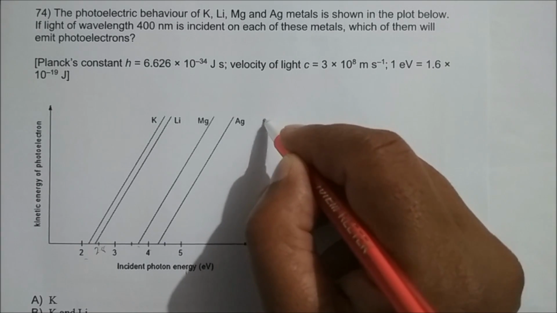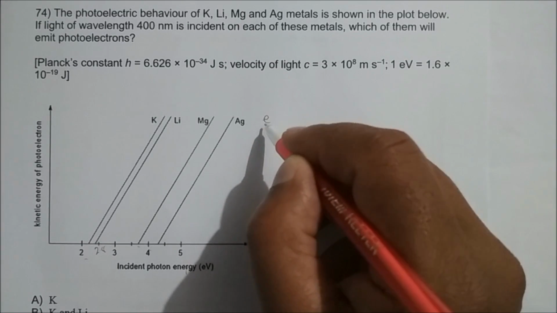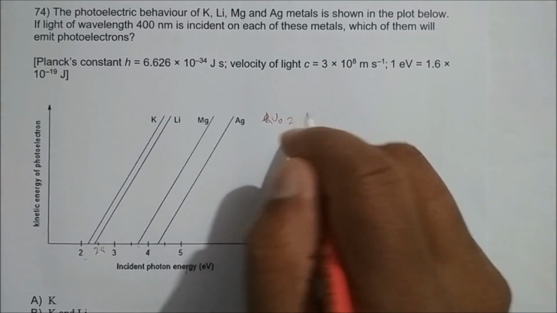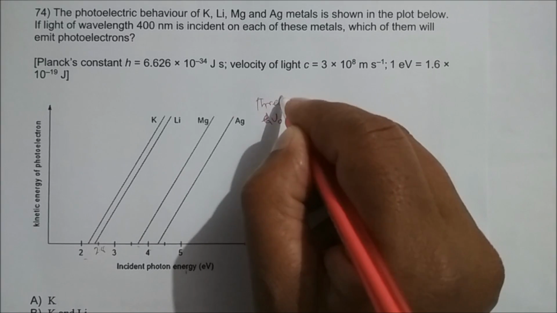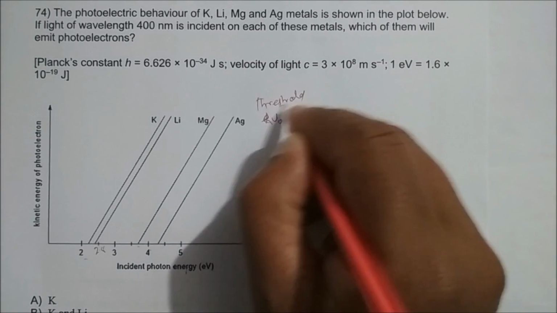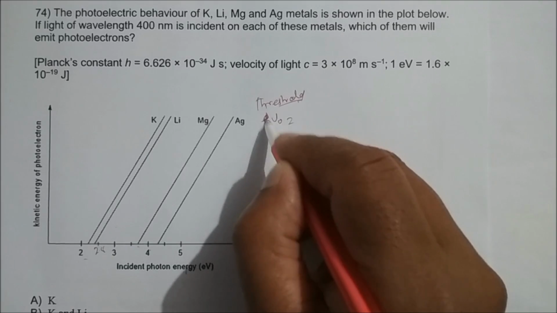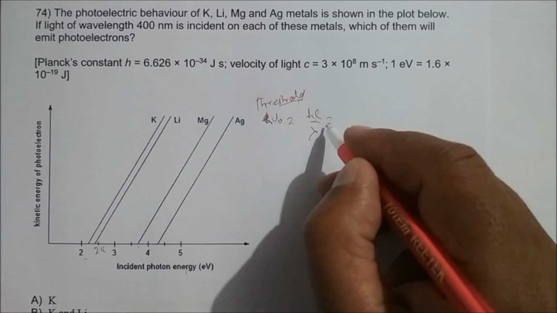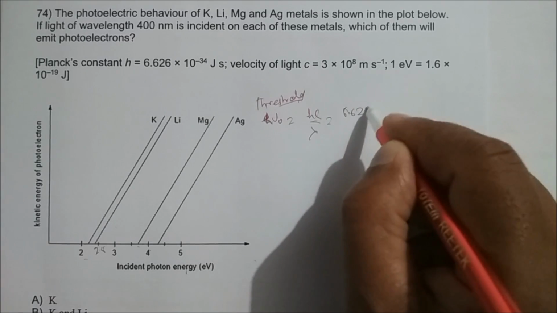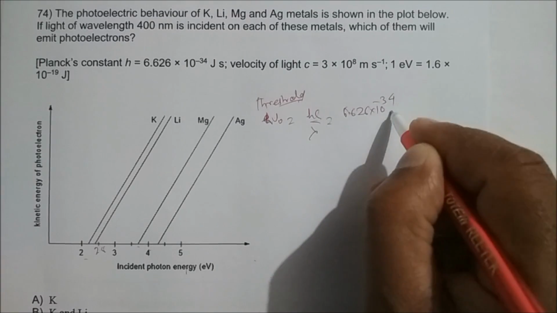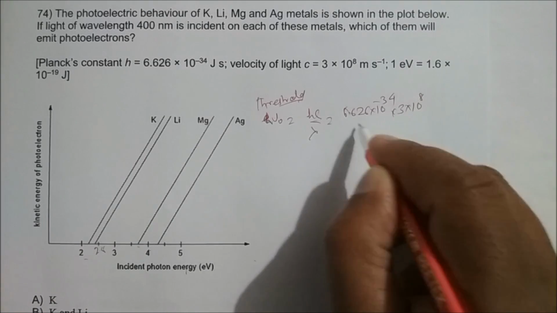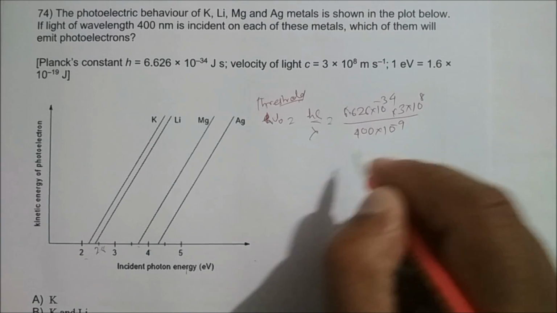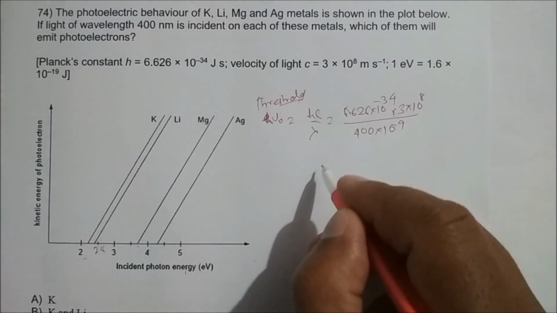So we can write E equals h times nu naught, where nu naught is the threshold frequency, and this energy is the threshold energy. So E equals hc by lambda. What is h? h is 6.626 into 10 power minus 34, and c is 3 into 10 power 8, and lambda is given as 400 into 10 to the power minus 9 meters. This will give you the threshold energy.